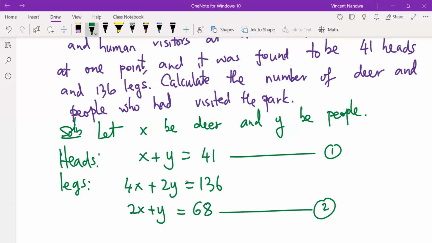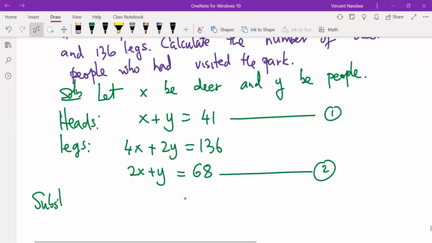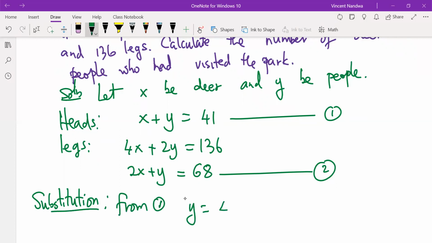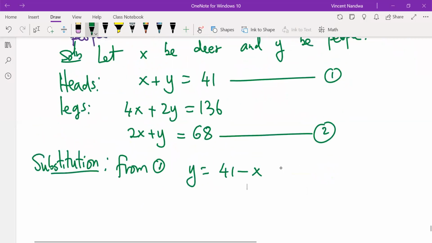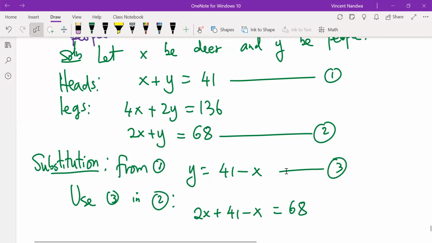And then we solve 1 and 2 simultaneously. This time, let's use substitution, but you are free to use any method of your choice. So from 1, Y is 41 minus X. Let me call this 3. Use 3 in 2, or substitute 3 in 2. So I'll have 2X plus 41 minus X will give me 68. So I've replaced Y for 41 minus X in equation 2.